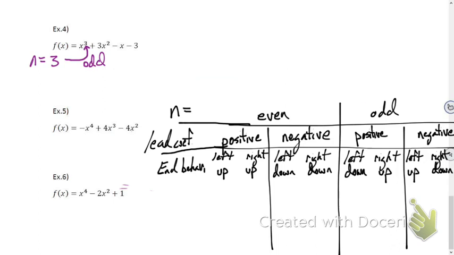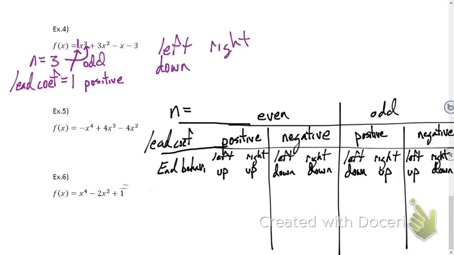All right. The lead coefficient is the number in front of that term, which is a 1. It's not written right there. It's that implied 1, which is positive. And that tells you exactly what the answer is if you look at the table. So you look at the right side of the table, odd, positive, and that is the end behavior. So left, it's going down. Right, it is going up.